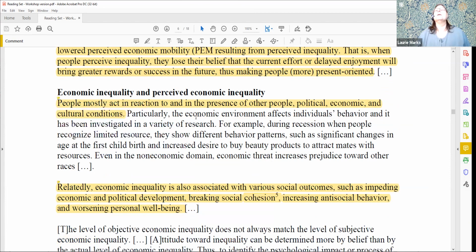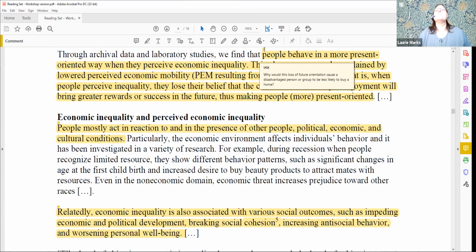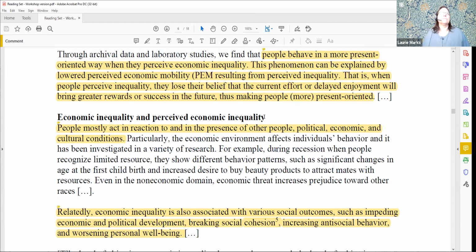So now they explain, I think I neglected something here. Related to this topic, the loss of future orientation might cause a disadvantaged person or a group to be less likely to buy a home. So think about that. If a home is very expensive, as I assure you it is, and you have a lower income in your family, you're saving a higher proportion of that low income in order to save up for a down payment.